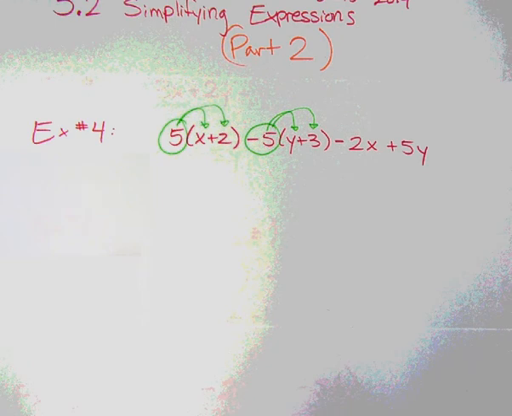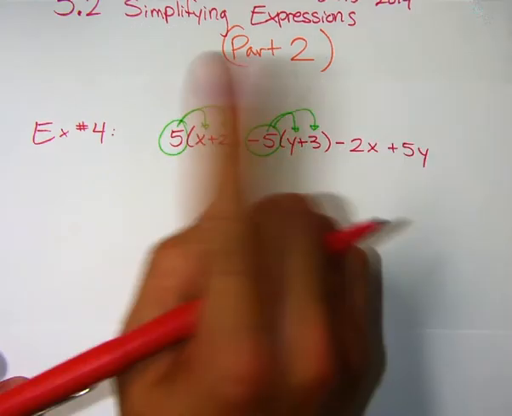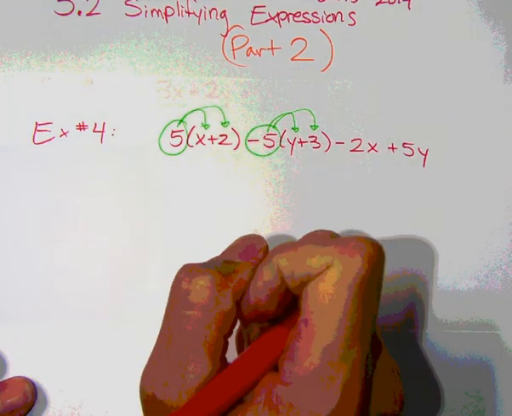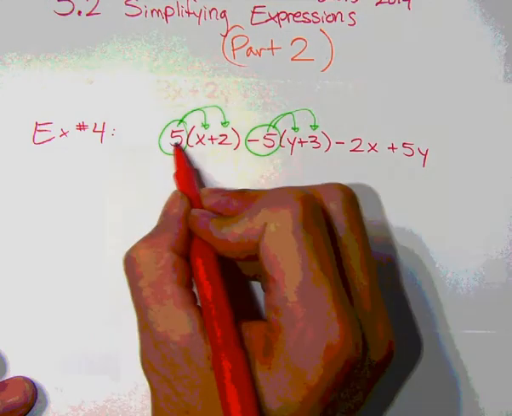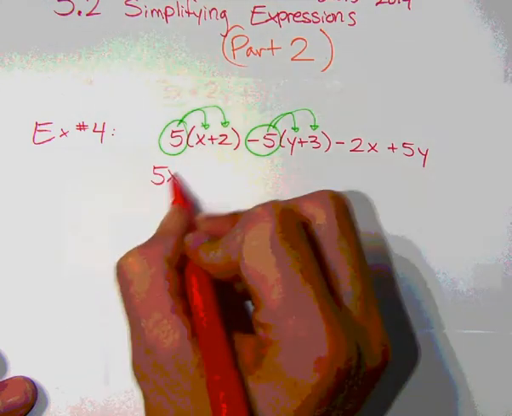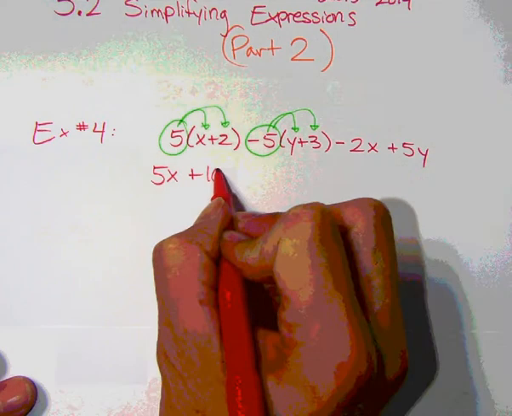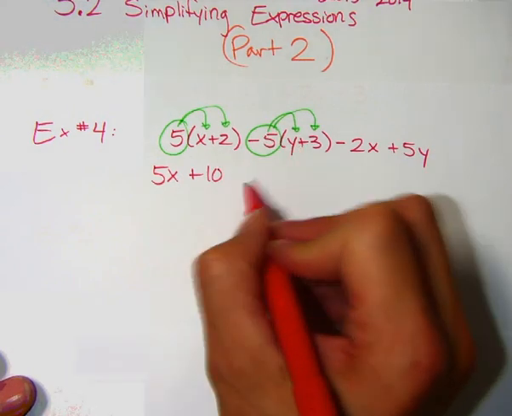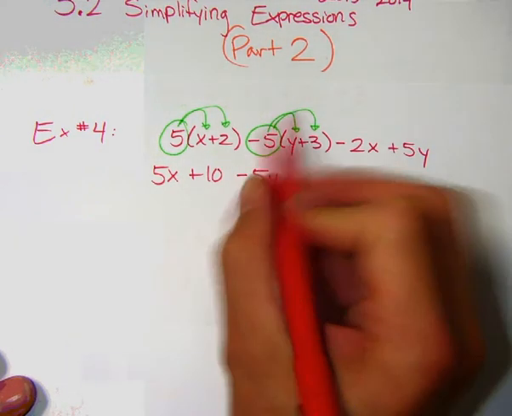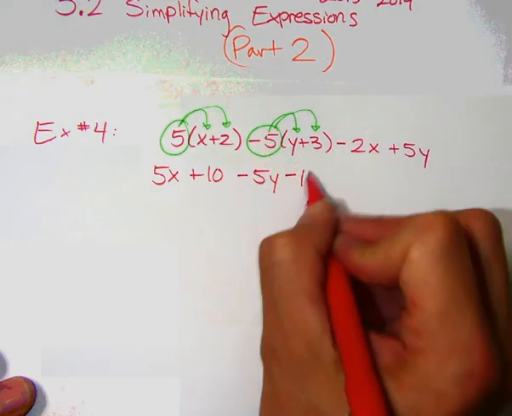All right, so we're going to go. Let's see. Inside my parentheses, I cannot take x and add 2 to it. Can't do it. They're not like terms. So I'm going to go ahead and distribute. 5 times x gives me 5x. 5 times 2 gives me 10. Over here, I get negative 5 times y. Well, that's negative 5y. Negative 5 times 3, negative 15.